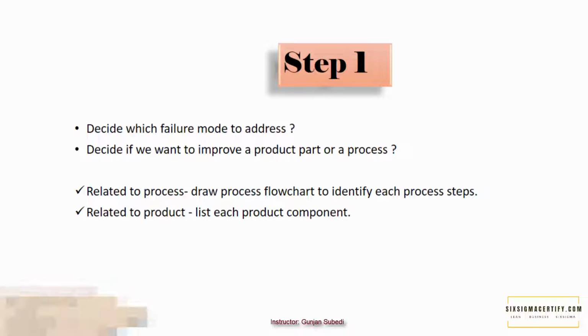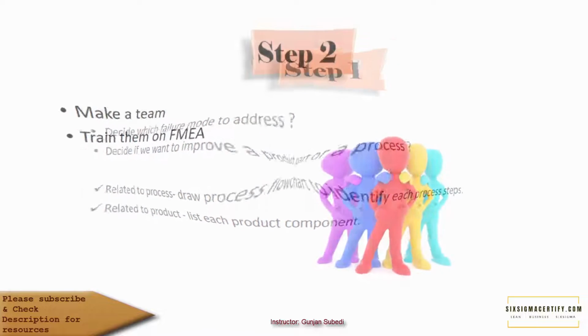First of all, we decide what failure modes to address. We should decide if we want to improve a product, part, or a process. If it's related to the process, we should use a process flowchart to identify each process step. If it's related to the product, we should list each product equipment.